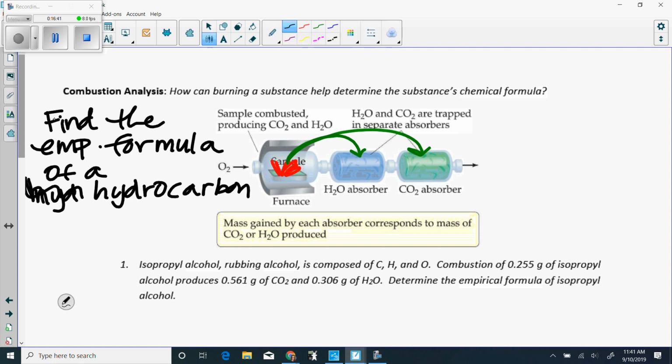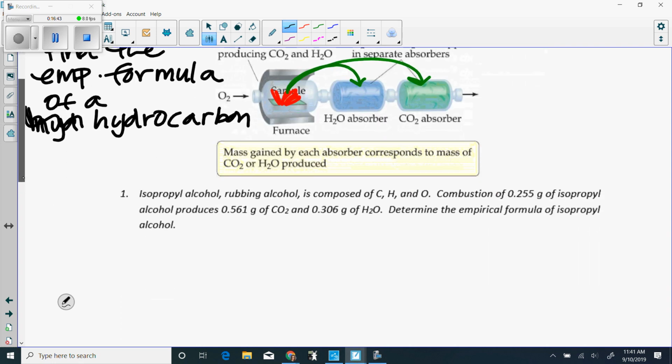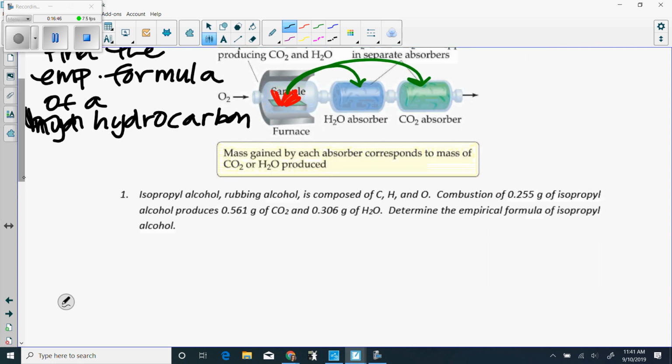So it says isopropyl alcohol, which is rubbing alcohol, is composed of carbon, hydrogen, and oxygen. Combustion of 0.255 grams. So in my furnace, I put 0.255 grams of isopropyl alcohol. From that, I produce 0.561 grams of carbon dioxide and 0.306 grams of water. I'm going to determine the empirical formula from that.